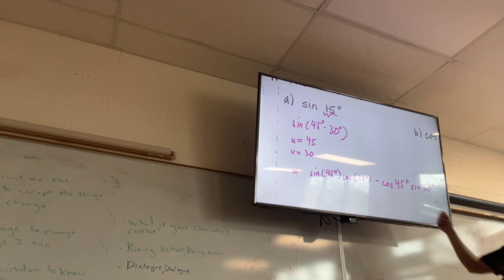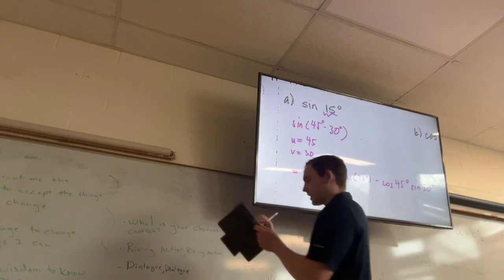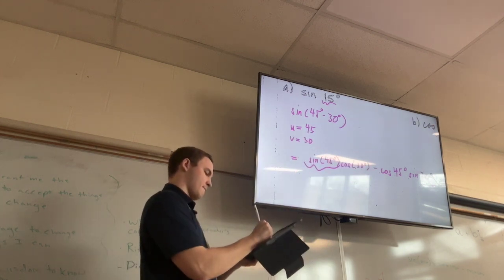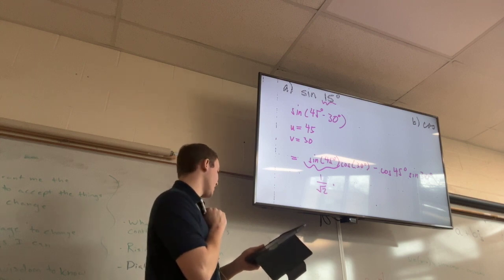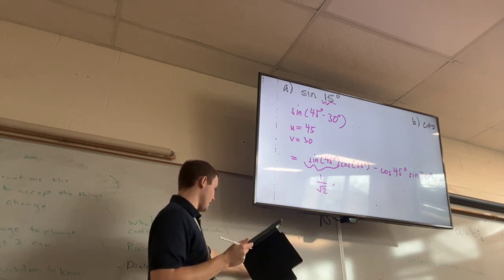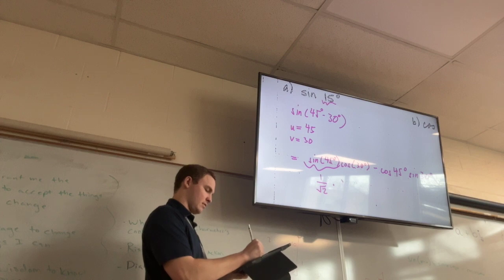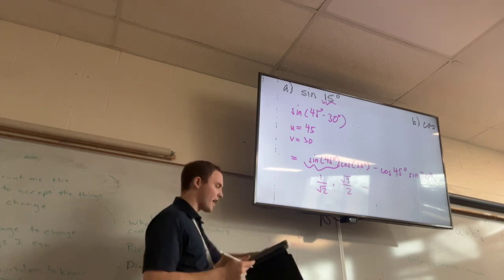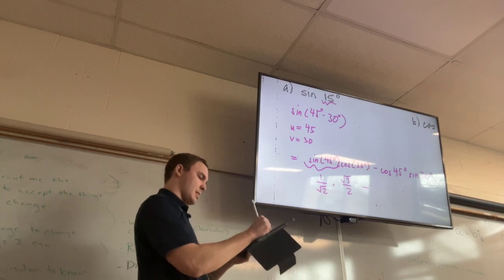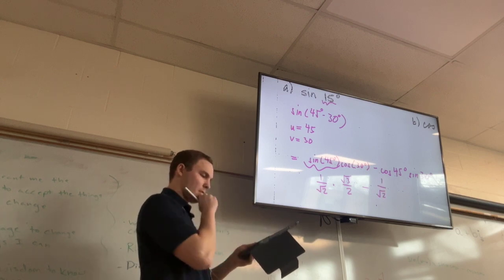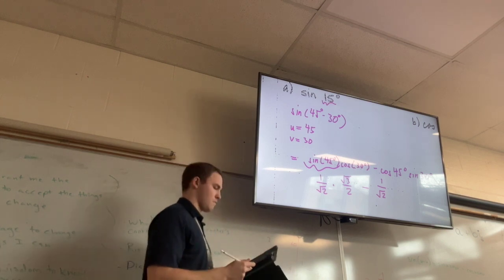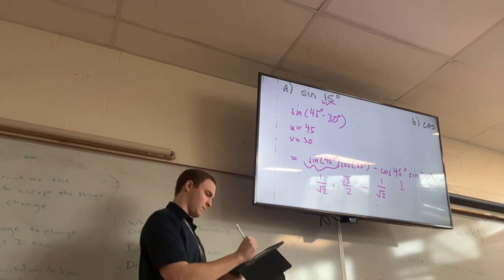All right, and then I do know how to evaluate these four numbers, right? What's the sine of 45 degrees? 1 over root 2. What's the cosine of 30 degrees? Adjacent over hypotenuse. Maybe root 3 over 2. What's the cosine of 45 degrees? 1 over root 2. And the sine of 30 degrees? 1/2. So there you go.